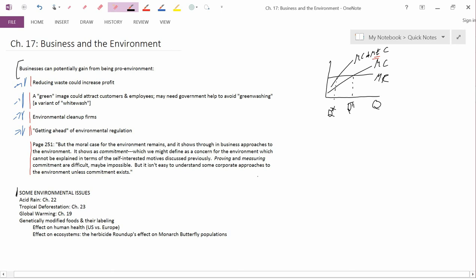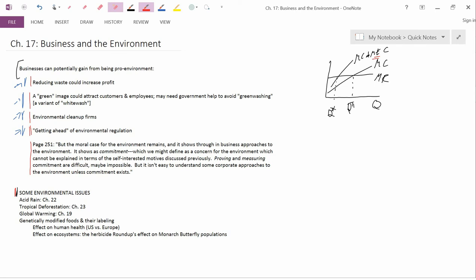We're almost finished with what we're going to discuss in chapter 17. We have this next section here on some environmental issues, but let me explain that the book talks about acid rain, but it talks much more about acid rain in chapter 22, and so I'm going to postpone my discussion of the chapter 17 part of acid rain until we get to chapter 22. This chapter talks about tropical deforestation, but chapter 23 talks a lot more about tropical deforestation, and so I'm going to postpone talking about that until we get to chapter 23.